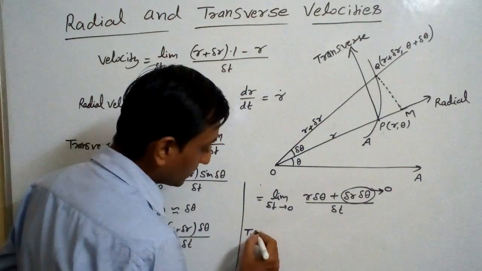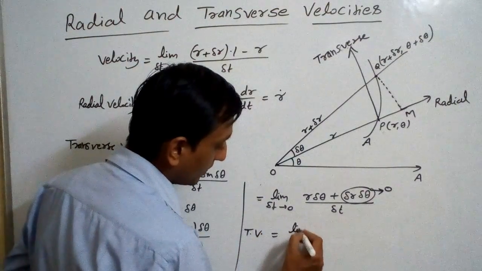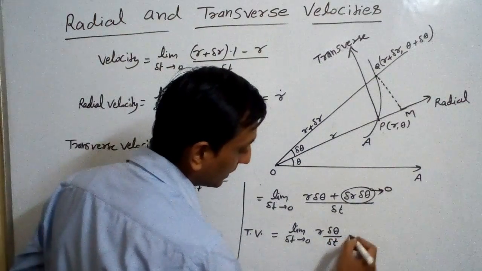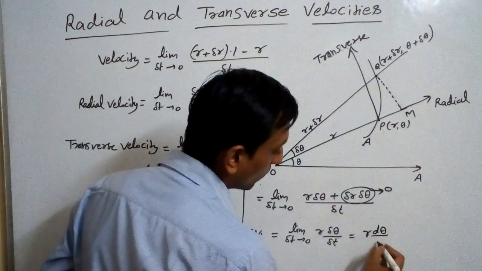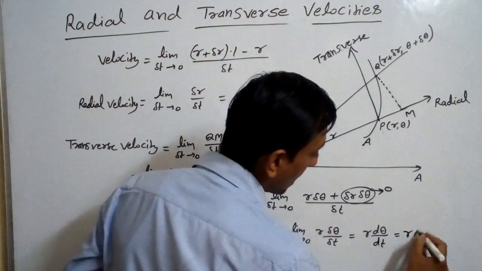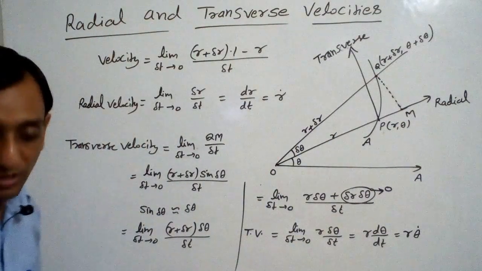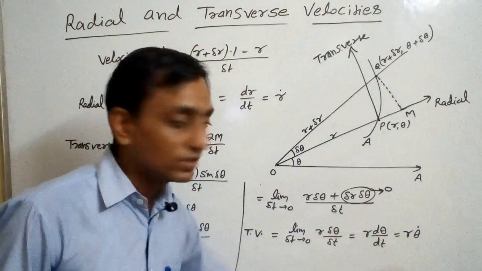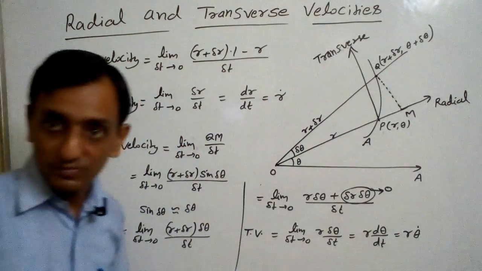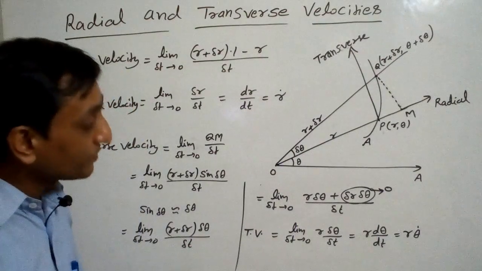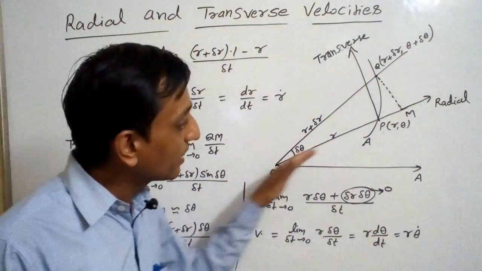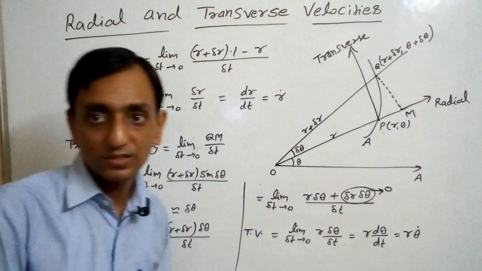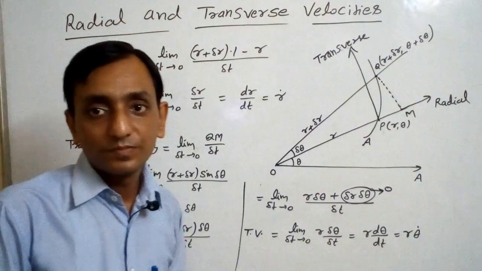Then the transverse velocity becomes limit delta t tends to 0, r delta theta over delta t. That means r d theta over dt, or we can write r theta dot. So we remember these two: radial velocity is r dot, transverse velocity is r theta dot. We remember these formulas, and the radial direction is this, and the transverse direction is this. Simple things. Okay. Thank you.